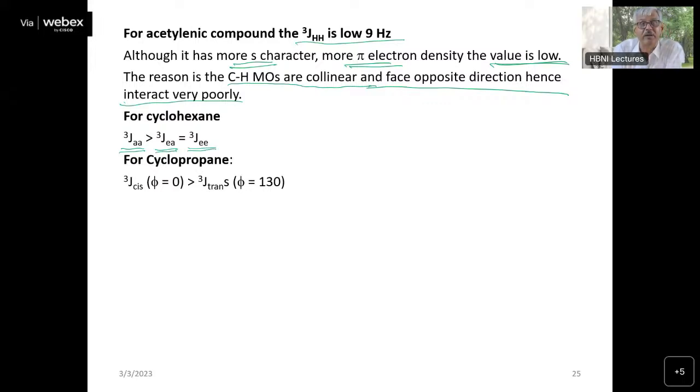That actually helps in finding out the stereochemistry in cyclohexane containing compounds. It's very important. In case of cyclopropane, this J cis is greater than J trans. So for cis, the phi is equal to 0, whereas for trans it is 130.